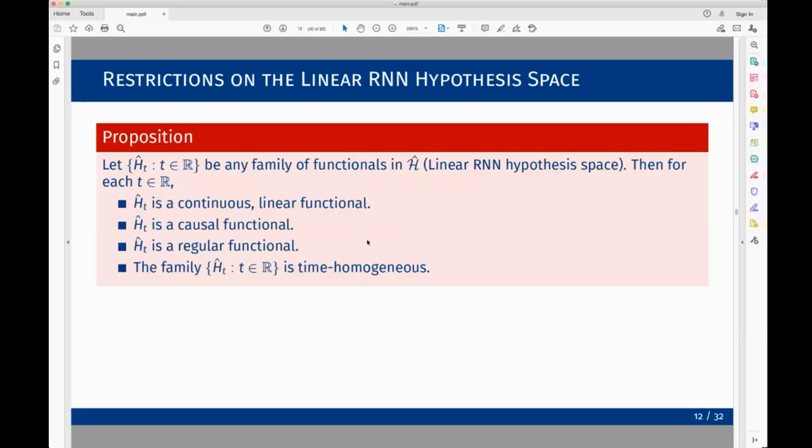And the last property is also very evident. The family H hat T is time homogeneous because our coefficients C, W, and the capital U are time independent. So the functionals determined by these parameters are also time homogeneous. So these are just straightforward properties of our linear RNN. And a side remark is that the last three properties also hold true for nonlinear activations.